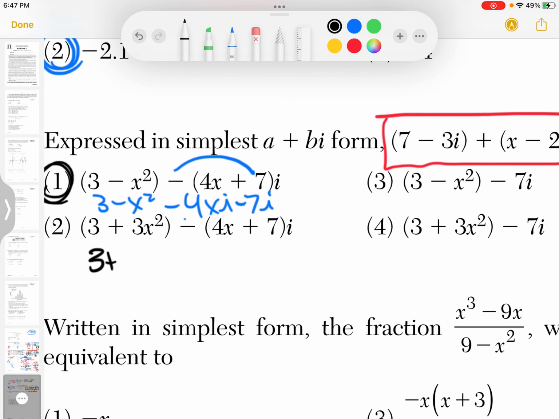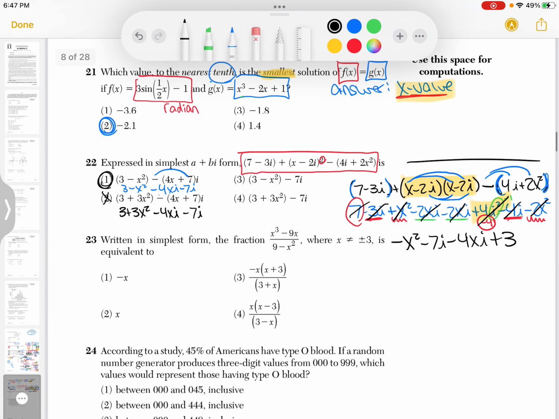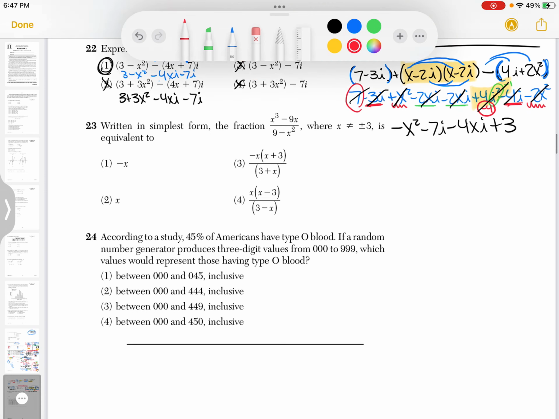This next one, 3 plus 3x squared. When I multiply the negative and the i through, I get minus 4xi and minus 7i. And that one does not match up because of the 3x squared. I do not have that here, so this one is wrong. And then for the next ones, there's nothing to really multiply. It's already written out. These only have 3 terms, and these only have 3 terms. So those are both out. Gone, gone. It's got to be choice 1.